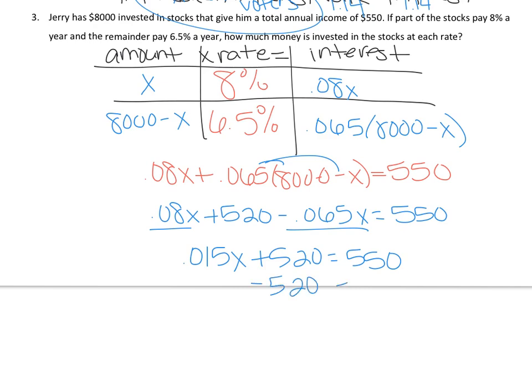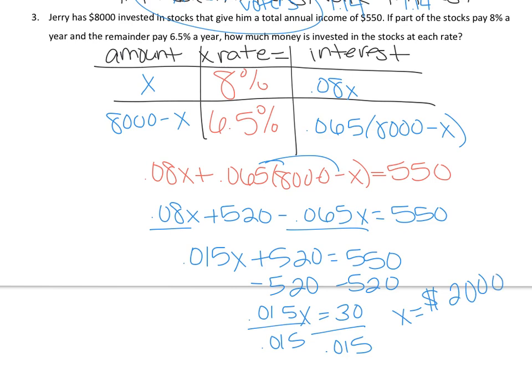And then it's a two-step equation, so subtract 520 from both sides, and I have 0.015x equals 30. Divide both sides by 0.015, and x equals 2,000, which is wonderful. I found out what x is. Feeling pretty good about life, right? Okay, this doesn't mean anything if you can't answer my question. The question said, how much money is invested in the stocks at each rate? Okay, so let's start with x. X is $2,000, but what is x?